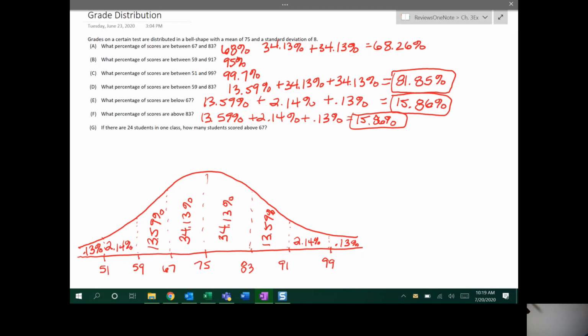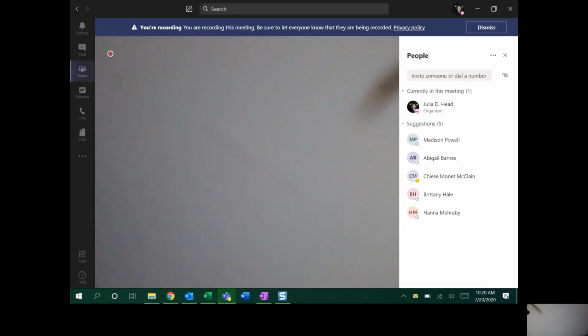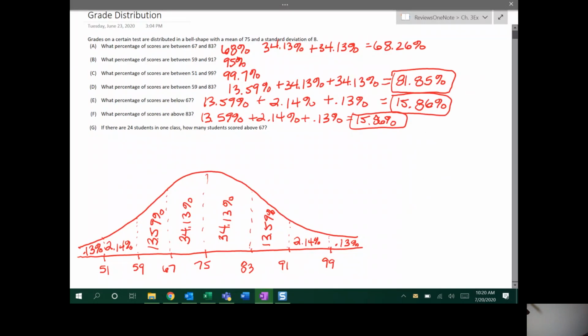Now, in all of those questions, part A through F, notice that the question said what percentage, what percentage, what percentage. Part G is asking for something different, but you're still going to start it the same way. It says how many students scored above 67, so we need to know the percentage that scored above a 67. So first off, pardon me, get back to my screen. The percentage, again, is not going to be the final answer, it is going to be the sum of the probabilities above a 67.